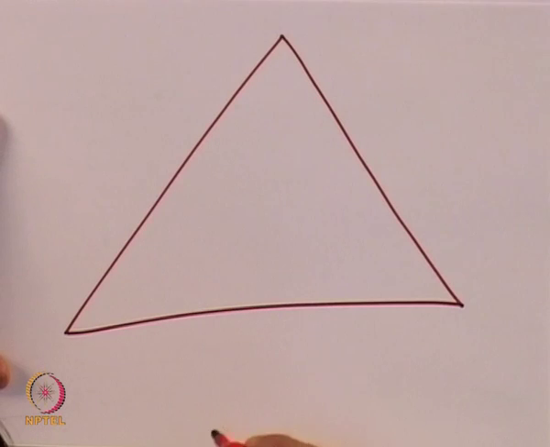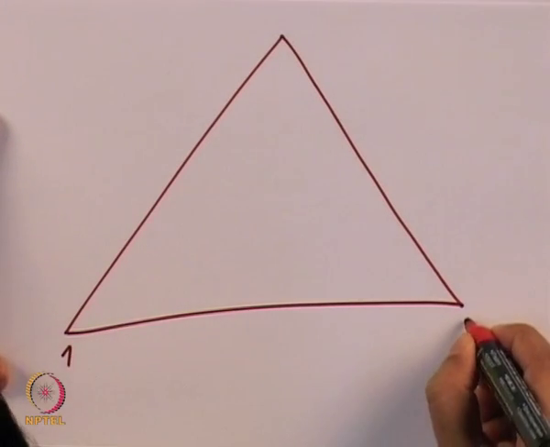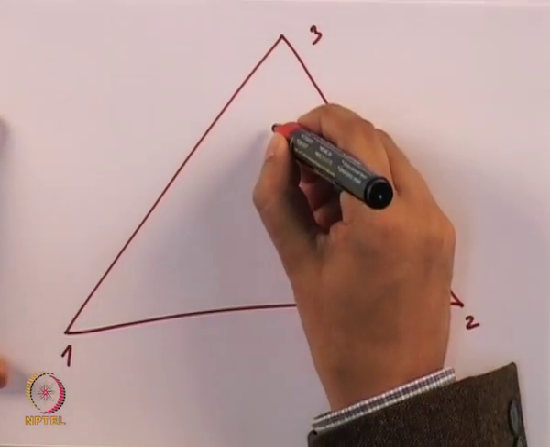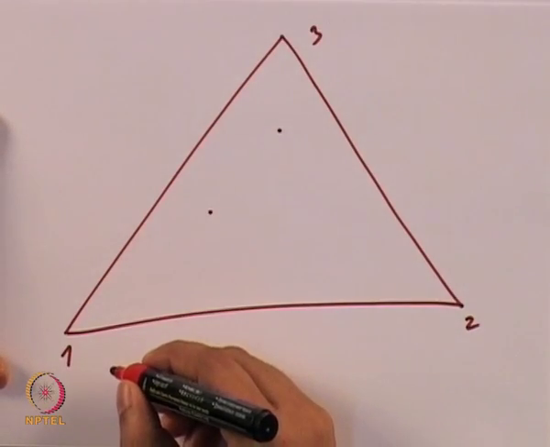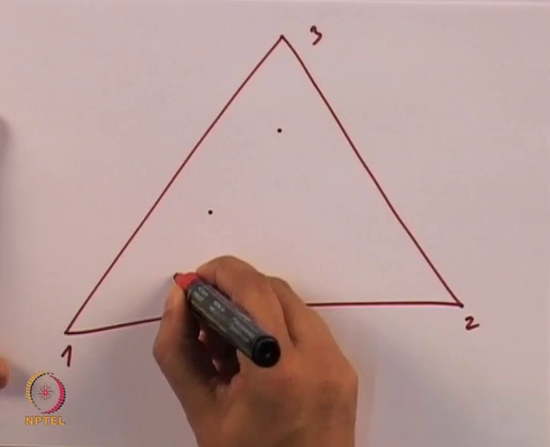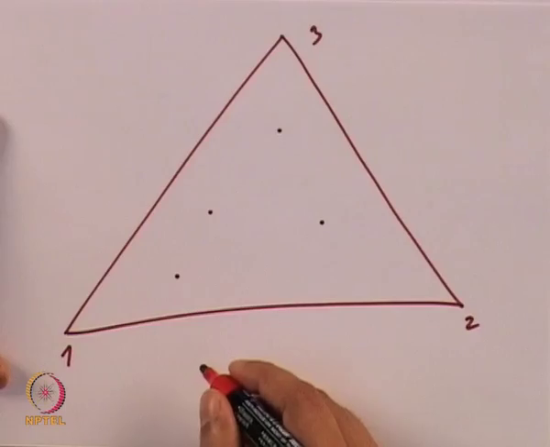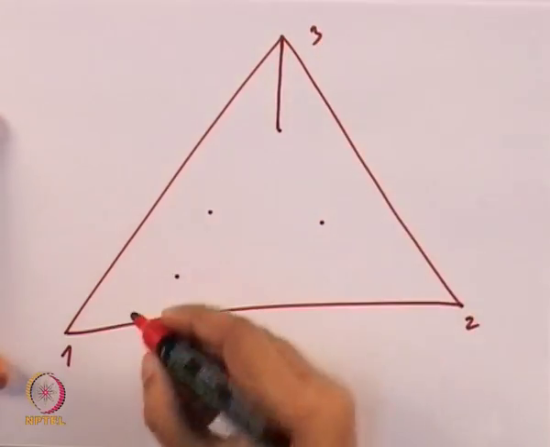triangular domain, and the triangular domain has various points. So this is the first point, this is the second node, and this is the third node, and the fourth node is somewhere here, and the fifth node is somewhere here, and the sixth node is somewhere here, the seventh node is somewhere here. So these are the 7 nodes, and the lines, edges, are connected in this manner.